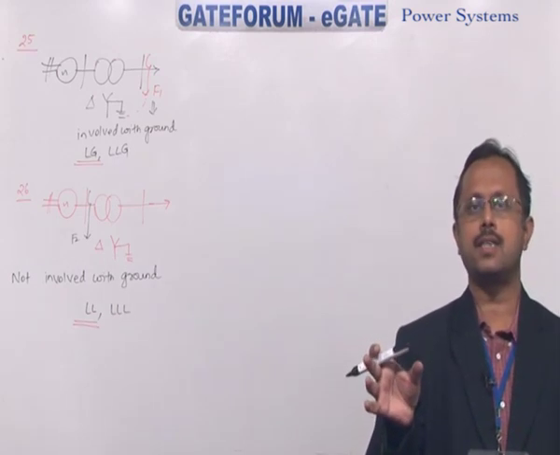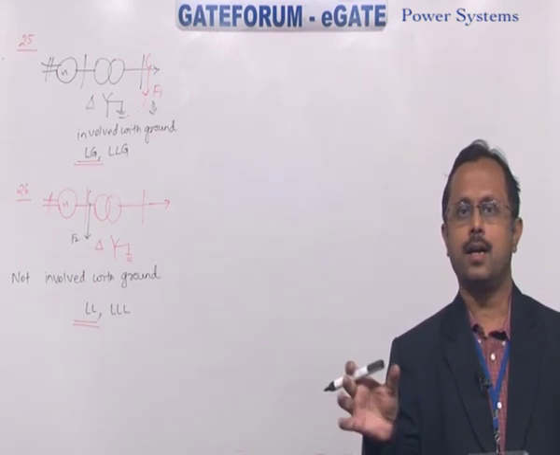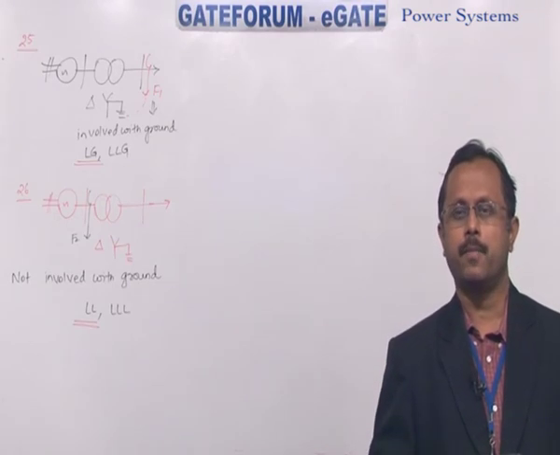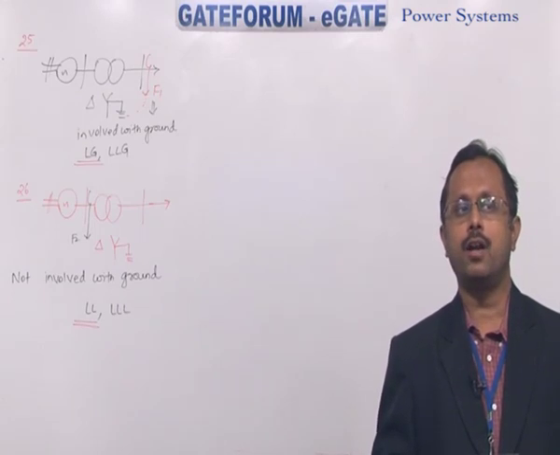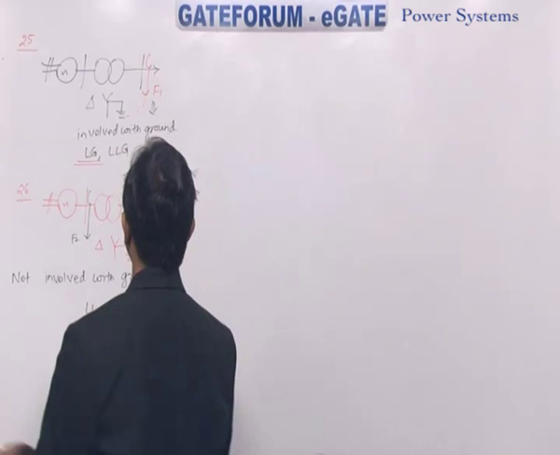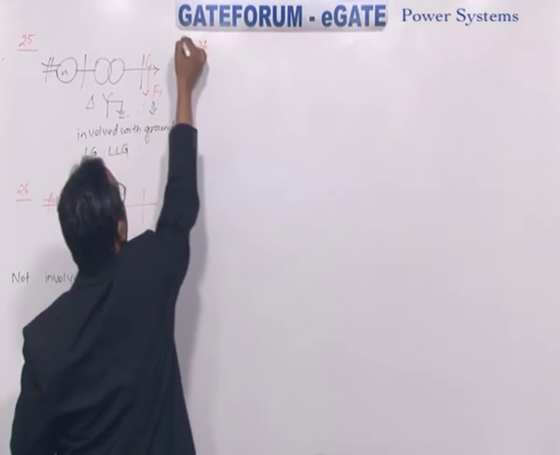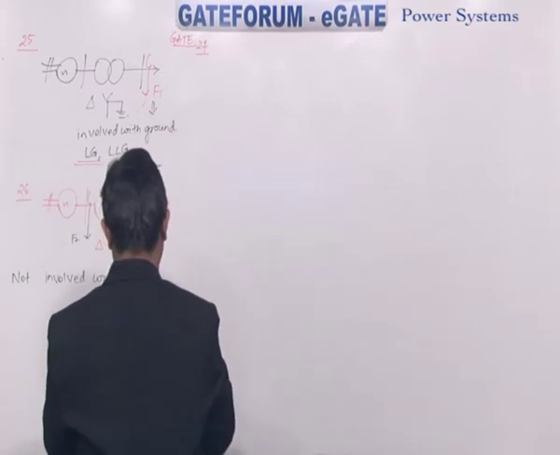And say a fault has occurred at the terminals of a synchronous generator. Then which fault current is severe? LG fault current is severe. So now we analyze this next one. Of course, this was asked in one of the GATE question papers.